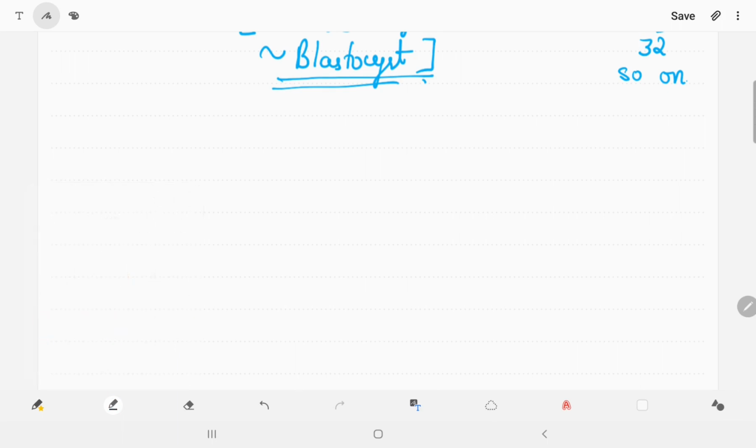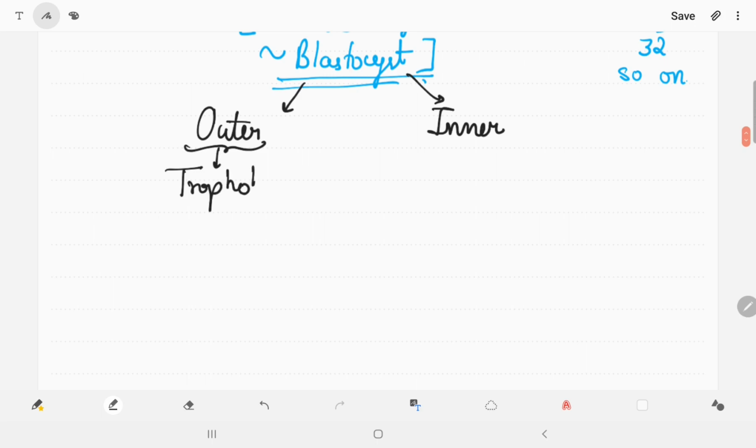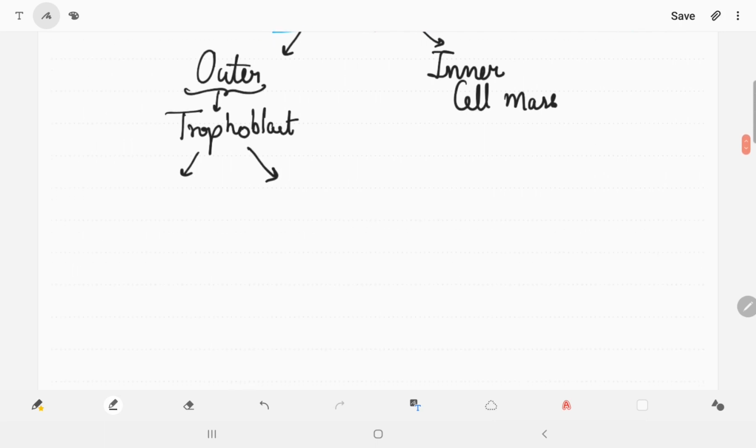So yes, now remember that this blastocyst has got 2 layers, right? One is the outer layer and one is the inner layer. The outer layer, as most of you might be knowing already, is the trophoblast, and the inner layer is the inner cell mass. This outer trophoblast will further divide into 2 more layers. Again, an outer and an inner layer. So this outer one is known as the syncytiotrophoblast and the inner one is known as the cytotrophoblast.